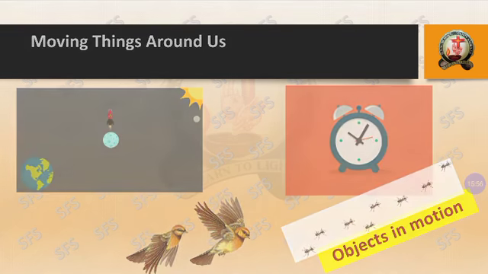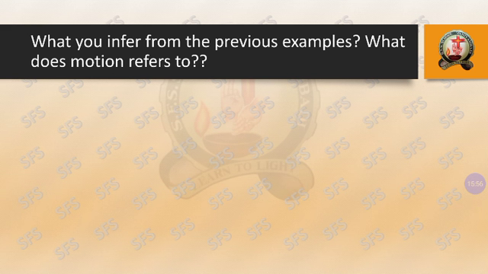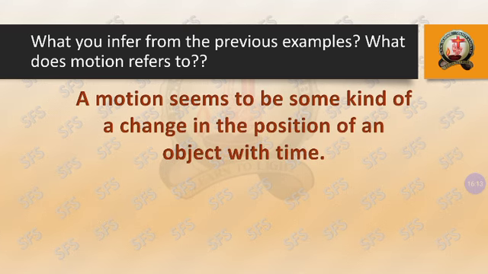Now what do you infer from the previous examples? What does motion refer to? What can we conclude from these examples? From these examples we can define what motion actually is. Motion is nothing but a change in the position of an object with time. When do we call an object in motion? It is the change in position of an object with respect to time. So if an object is moving from one place to another with respect to time, we can call it motion.